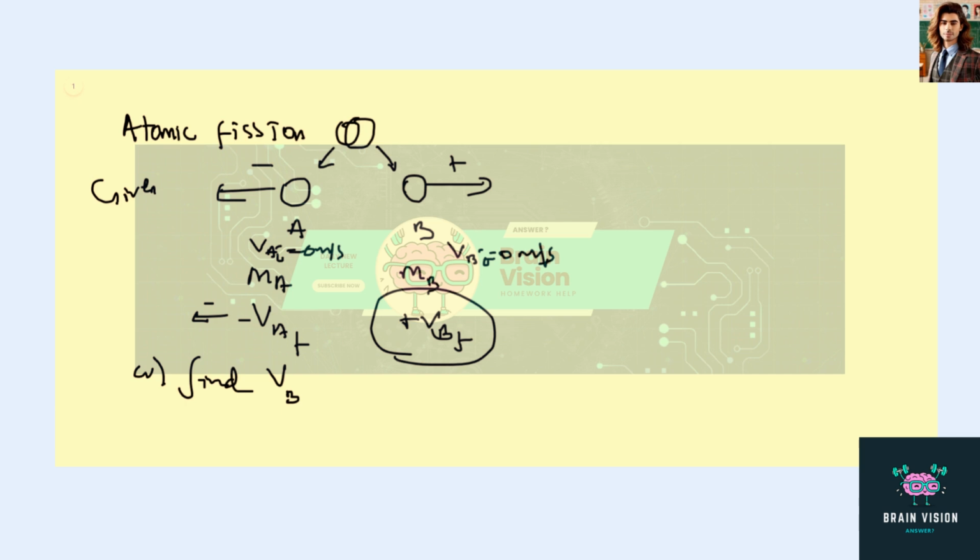So we want to find the final velocity of B in the first part, and then in the second part, we want to prove that the kinetic energy of A and the kinetic energy of B have the ratio mb over ma. There are no losses of energy.